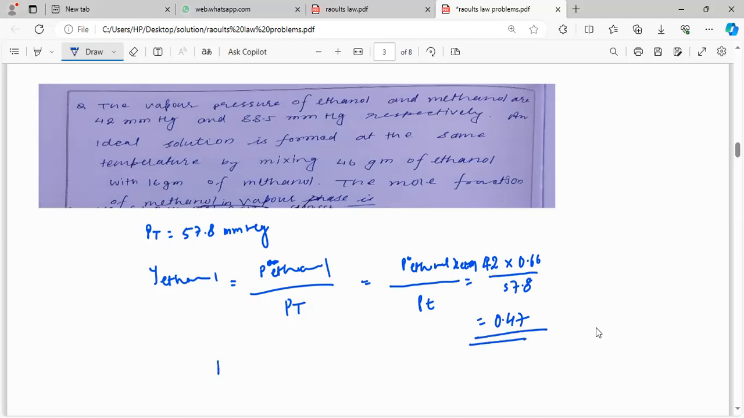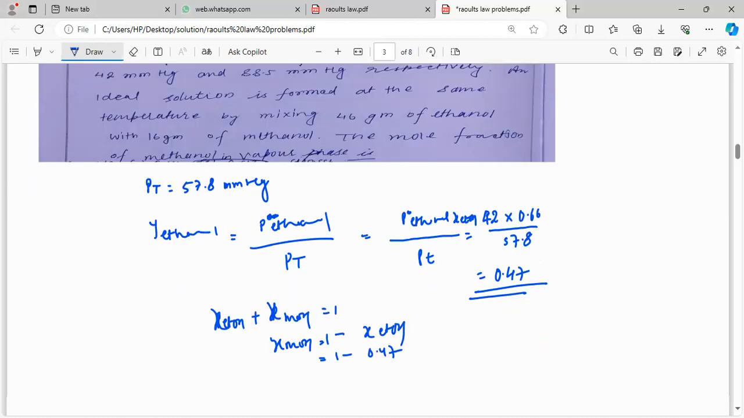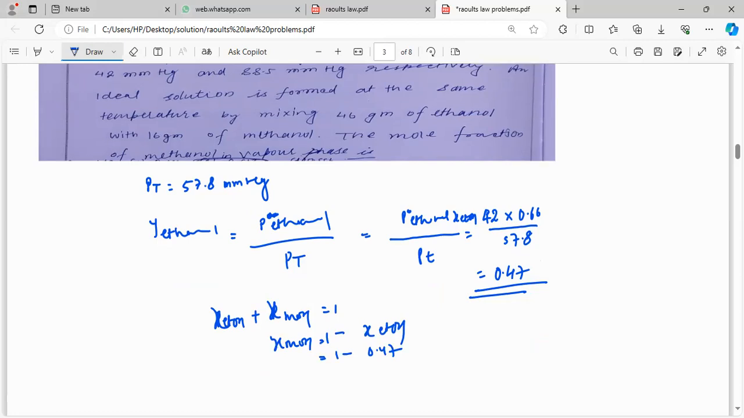Now okay. X ETOH plus X MOH is equal to 1. So X MOH you are writing as 1 minus X ETOH. So 1 minus X ETOH, 0.47. If you solve it, around 0.52 is coming. Check. Correct, na?